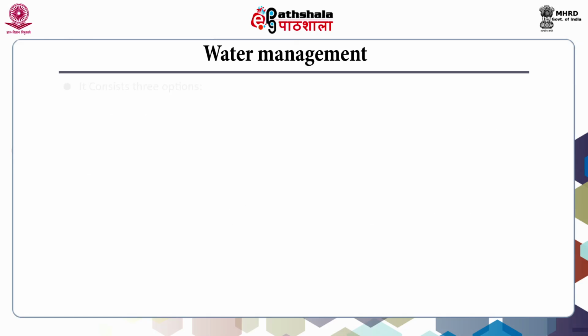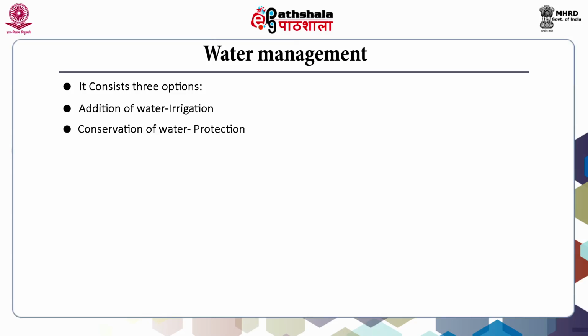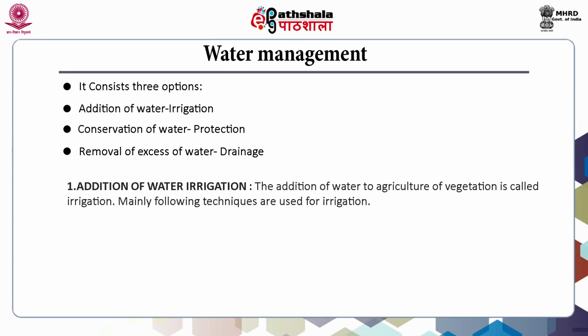Water management. Water management consists of three options. Number one is addition of water, irrigation. Number two, conservation of water or protection, and number three, removal of excess water or drainage. Number one, addition of water for irrigation. The addition of water to agriculture or vegetation is called irrigation. Mainly following techniques are used for irrigation.